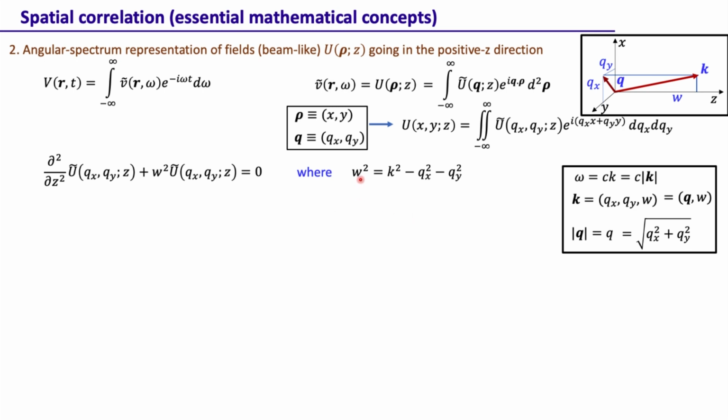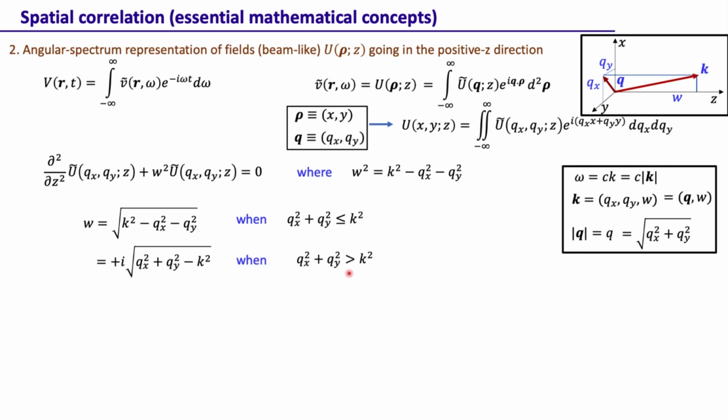Okay, now if w square is k square minus qx square minus qy square, then what is w? w is square root of k square minus qx square minus qy square if qx square plus qy square is less than k square, and it is equal to i times square root of qx square plus qy square minus k square if qx square plus qy square is greater than k square. So these are the two conditions that we can actually have.